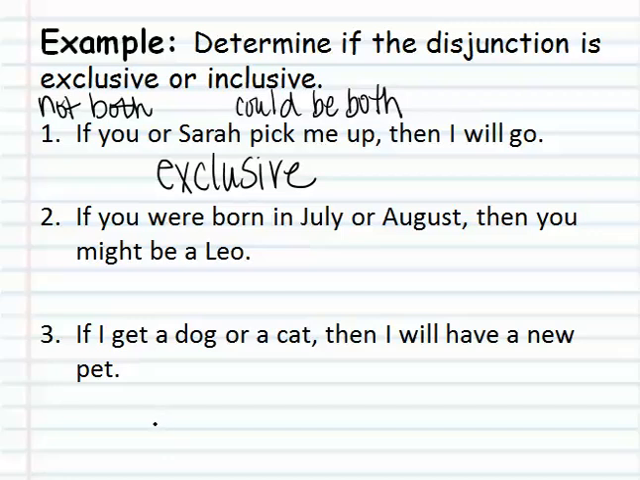The next example, if you were born in July or August, then you might be a Leo. Again, we've talked about this, how you can't be born in 2 months. So since this is not both, this would be exclusive. Number 3, if I get a dog or a cat, then I will have a new pet. Now your parents may not agree with you getting a dog or a cat at the same time, but is it possible? Yes. I could go out tomorrow and pick me up a new dog, and I could pick me up a new cat. Since they both can happen, this means that it's inclusive.